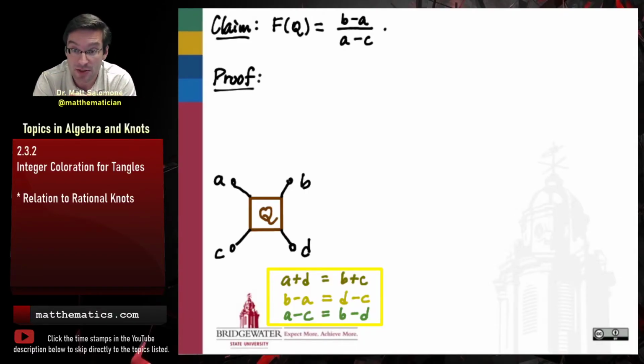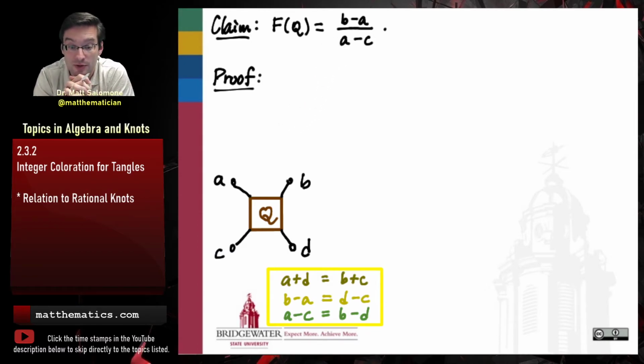The claim is that the fraction for a rational tangle Q, once I've given it an integer coloration with color matrix A, B, C, D, is found by taking the difference in the columns, measured, for example, by the difference B minus A, and the difference in the rows, for example, as measured by the difference A minus C, and dividing them to get my fraction.